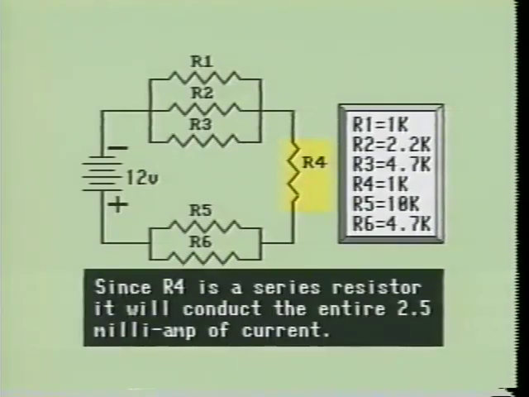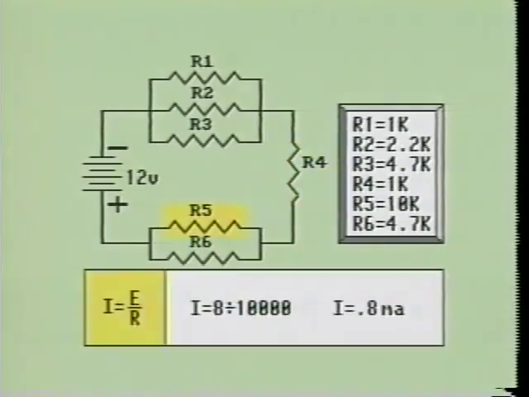R4 is a series resistor, so it will pass the entire 2.5 milliamps. From here the current splits again and flows into the R5-R6 combination. Once again we will use Ohm's law formula I equals E over R. When we divide the voltage drop across R5 by the resistance of R5, it shows that R5 is passing 0.8 milliamps.